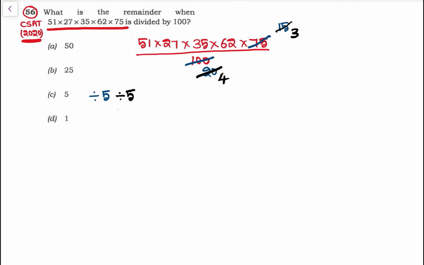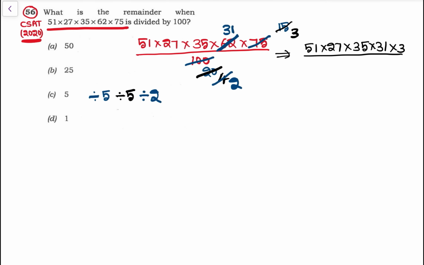Now I can divide by 4, but I want to simplify further, so I will take it to 2. See, I divide it by 2, so 2 2s are 4, and this I can do, so 2 31s are 62. So I again divided above and below with 2, so the simplification is done. Now I am left with the product 51 into 27 into 35 into 31 into 3 divided by 2.